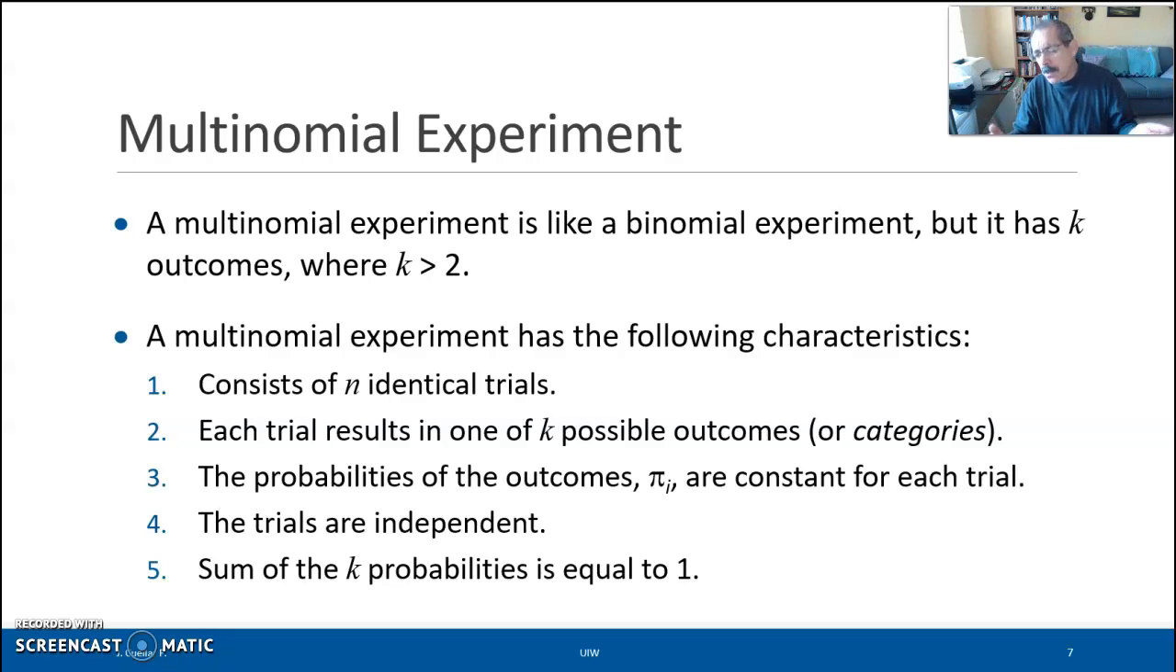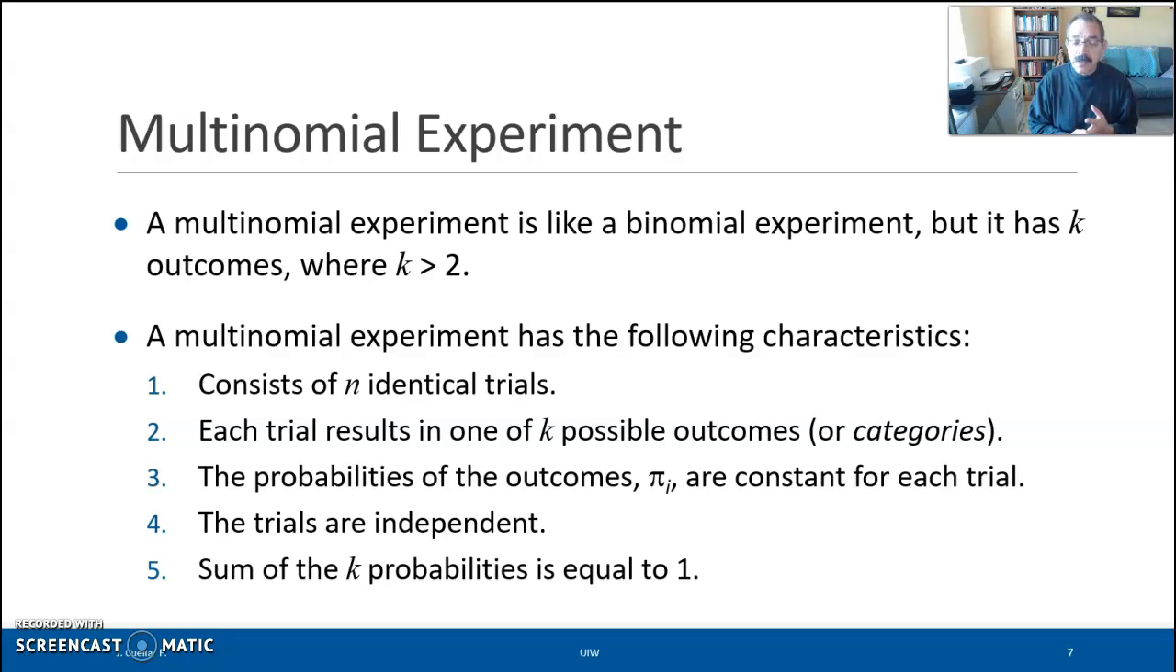And in fact, the binomial experiment is a special case of a multinomial experiment. The difference with the multinomial experiment is that you have more than 2 outcomes. Or we say you could have up to k outcomes, where k must be bigger than 2. And the characteristics of the multinomial experiment are that they consist of n identical trials.